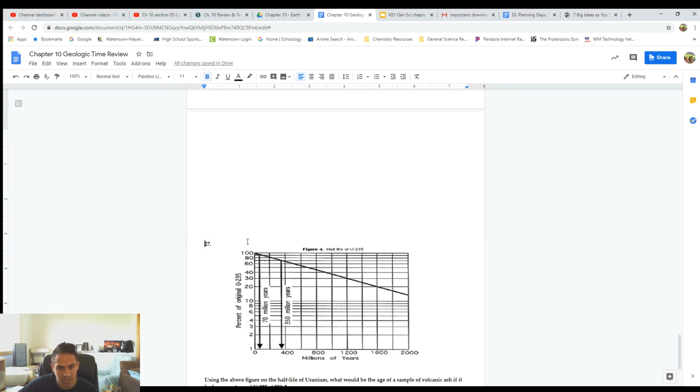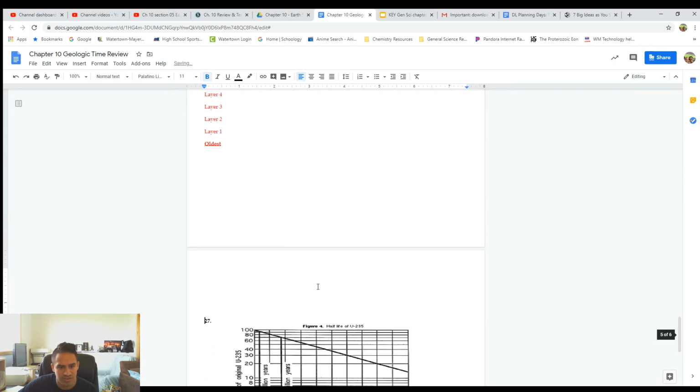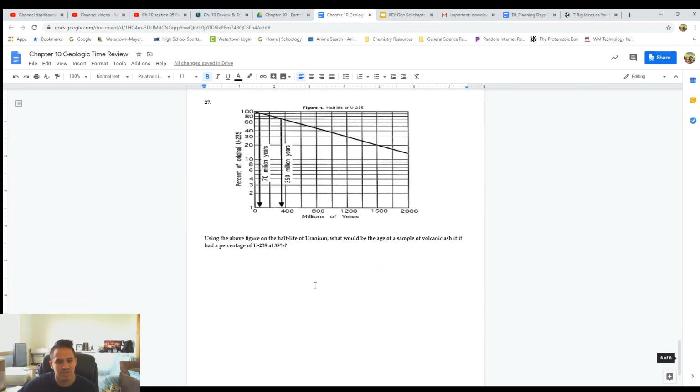All right, I think this is the last question. It is. All right, last question, number 27. Using the above figure on the half-life of uranium, what would be the age of a sample of volcanic ash if it had a percentage of uranium-235 at 35%? All right, so what we're going to do is we're going to find 35% on this graph. We are going on the axis here. We're going to move over until it intercepts with the graph, roughly about here. Then we're going to go down and we're going to estimate what this is.